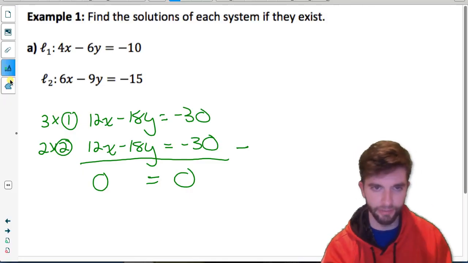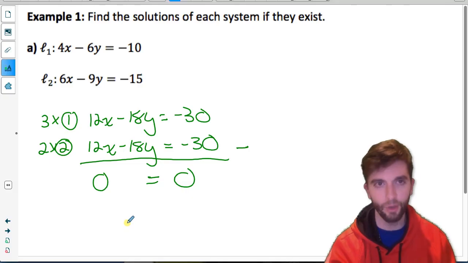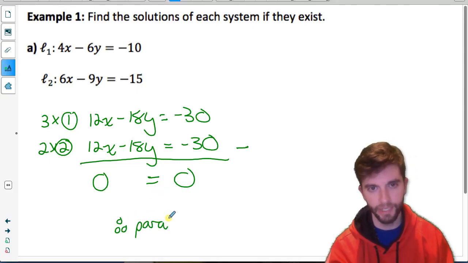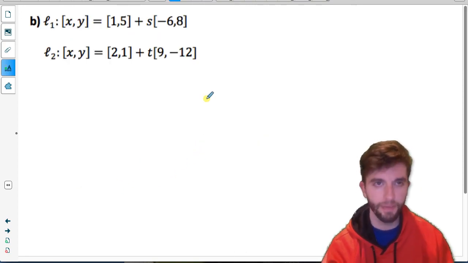So in 2-space, if you're solving a system and you get 0 equals 0, you know that they are parallel and coincident. Therefore, parallel and coincident. That means they are the same line, and there are an infinite number of points of intersection. Let's try part B.